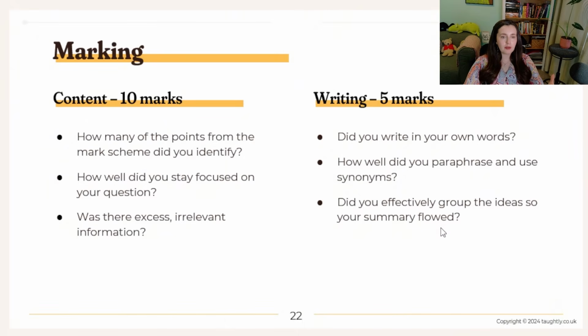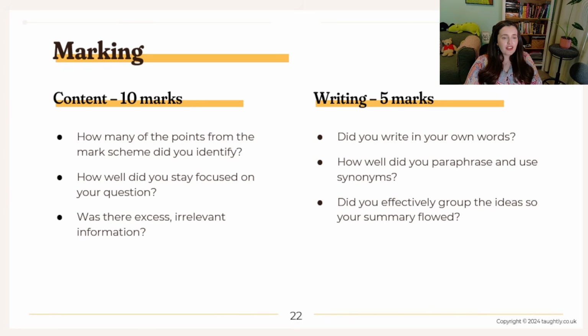Okay, on to some sample answers. So we'll have a look at the samples, and this is how they're marked. So basically, content means how many points did you find, how many reading points did you find. So if you found 10 reading points or more, you've probably got 10 out of 10 marks for content.